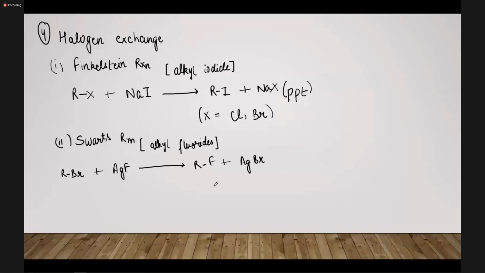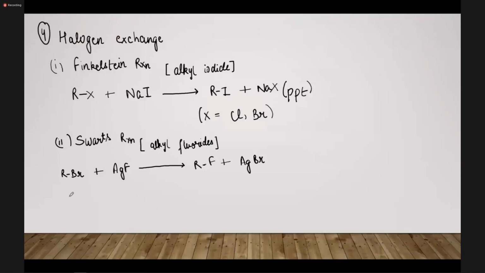I told you just a few minutes back in this lecture that the iodine reaction requires oxidizing agents to be present in the reaction. Similarly, in the case of fluoride, we will require the presence of a metallic fluoride, and only then will our alkyl fluoride be formed. So here we have used AgF, that is silver fluoride.